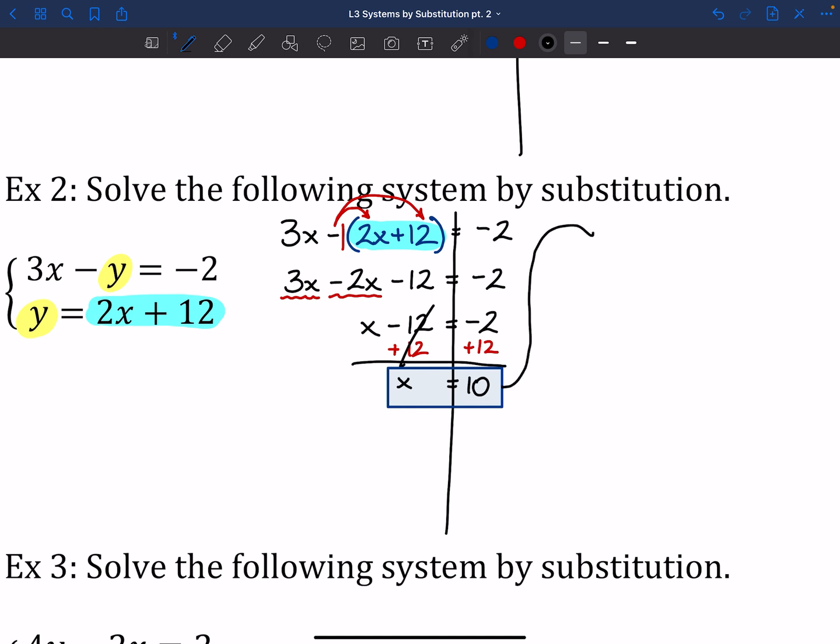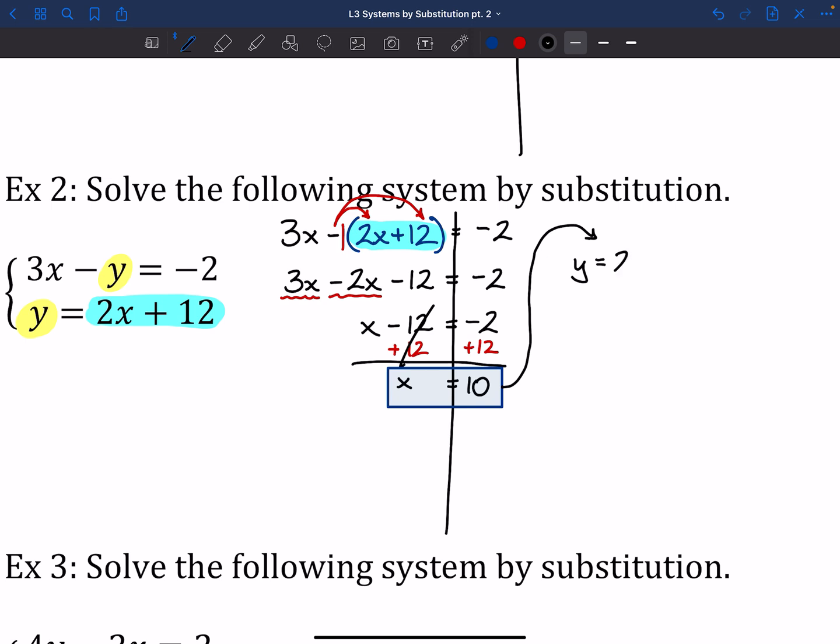After that, I'm going to plug that back into one of my original equations. And again, feel free to choose whichever one you want. I find that the y equals one, the one where the variable's by itself, is easier to plug it into. But do your own thing. I'm going to plug it into that second one.